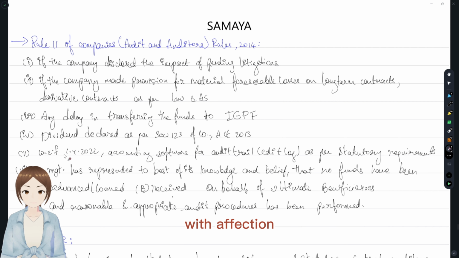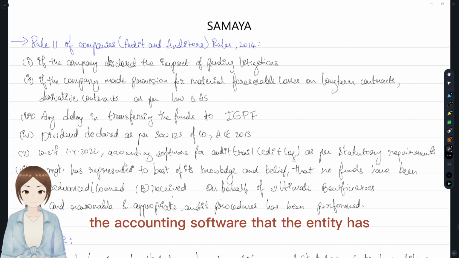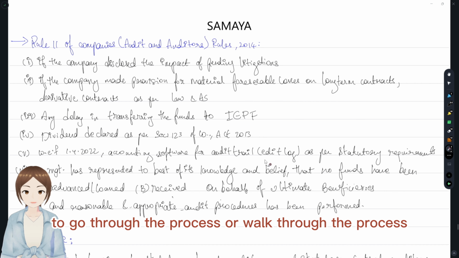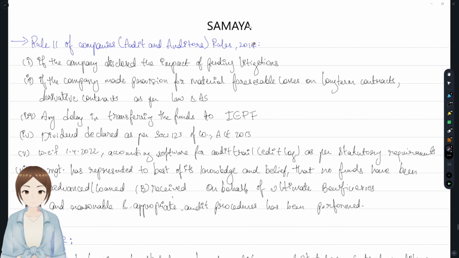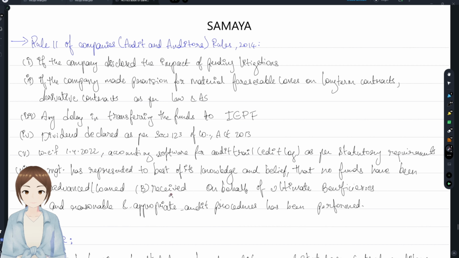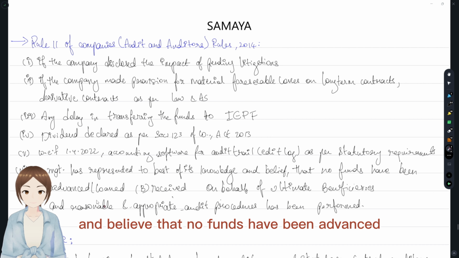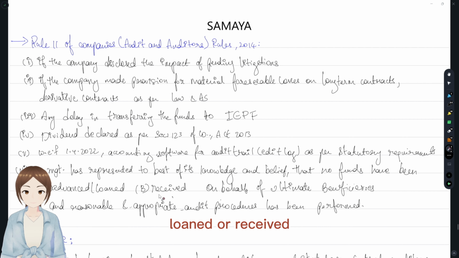With effect from 1/4/2022, the accounting software that the entity has should contain an audit trail to walk through the process as per the statutory requirements. And the management has represented, to the best of its knowledge and belief, that no funds have been advanced, loaned, or received on behalf of the ultimate beneficiary. Reasonable and appropriate audit procedures have been performed.